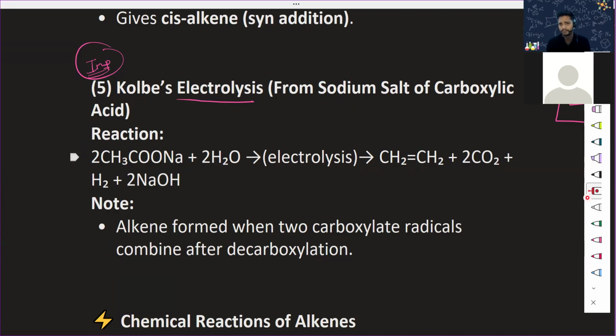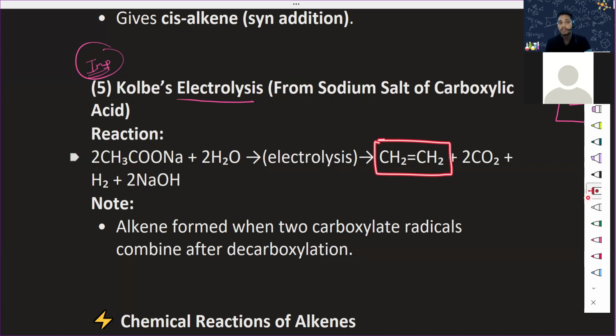Now what happened? I'm not going to tell you the mechanism right now. I'm just going to tell you what happened exactly. So your CH2 is formed. That means from this CH3COO, we are getting the CH2 bond. This point is very much clear. But there is a problem.